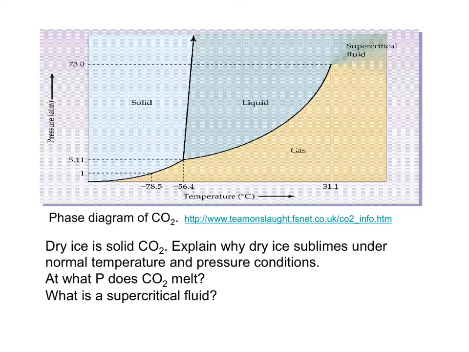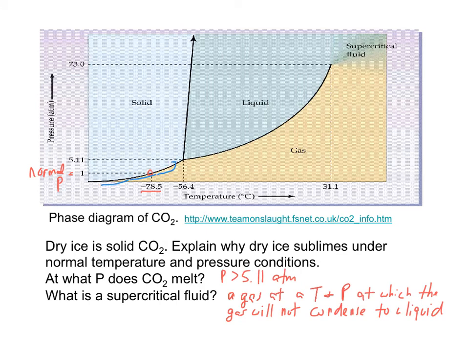Have you used dry ice before? Here's a phase diagram of carbon dioxide. Stop the video, use the phase diagram, and answer these questions. And the answers are, this line is a solid gas equilibrium line. At 1 atmosphere pressure, CO2 sublimes at minus 78.5 degrees.